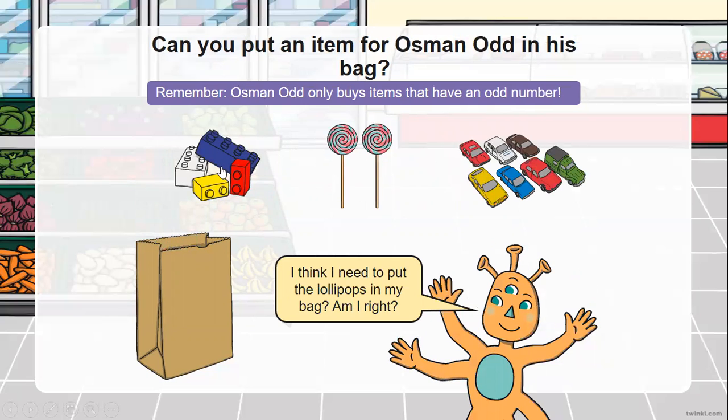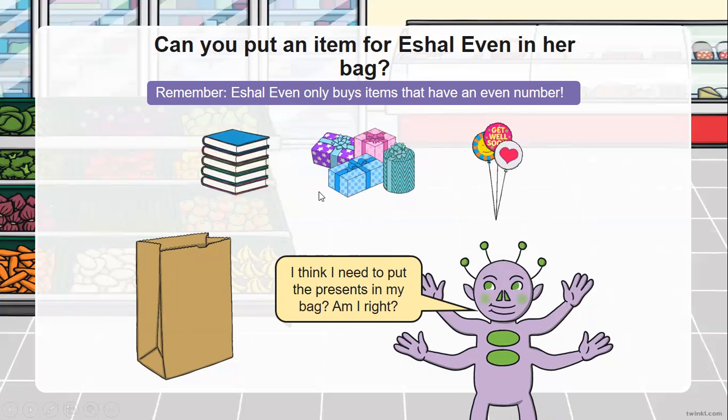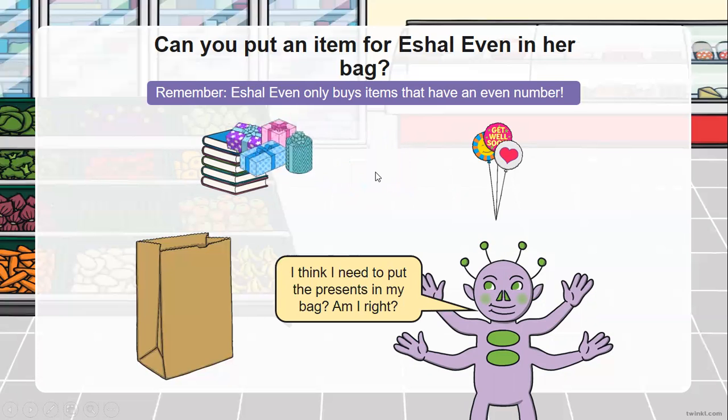Osman Odd bought, what do you think? How many building blocks do we have? So we have here 4 building blocks. We have 2 lollipops, and we have 7 cars. Of course 7 because 7 is an odd number. Now, Aishal Even buys only items with an even number. So let's count how many books we have here. We have 5 books, we have 4 gifts, and we have 3 balloons. Of course, 4 is the right number for even.